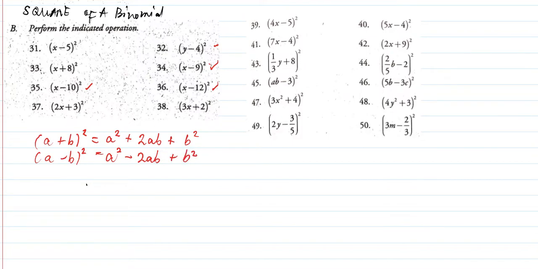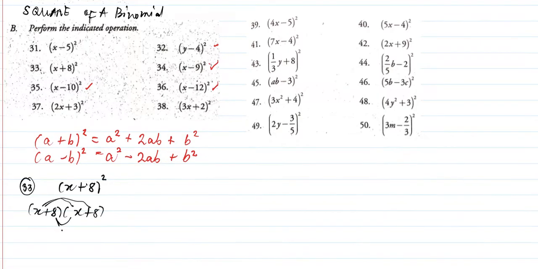So, paano ginagamit itong special product na to? Let's try with number 33 muna. For number 33, it's x plus 8 squared. So, pag ganito, pwede nyo pala itong gawing x plus 8 times x plus 8. Tapos gawin yung distribute or yung FOIL method. So, para hindi nyo na gawin yon, we can use directly the special product.